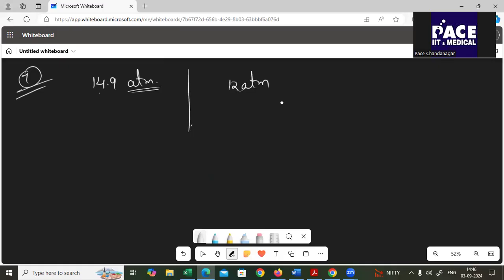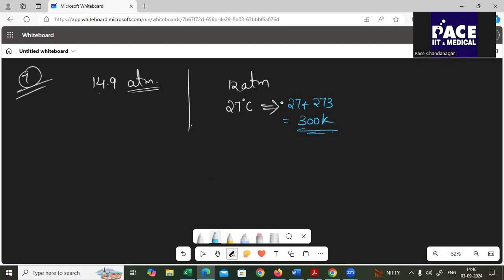Okay, now the pressure gauge in the cylinder indicates 12 atm at 27 degrees Celsius. And what do you mean by 27 degrees Celsius? As I told you, never ever accept anything in degrees Celsius. Please convert it into your Kelvin scale. 27 plus, how much is that? 273. So that is going to be my 300 Kelvin here.